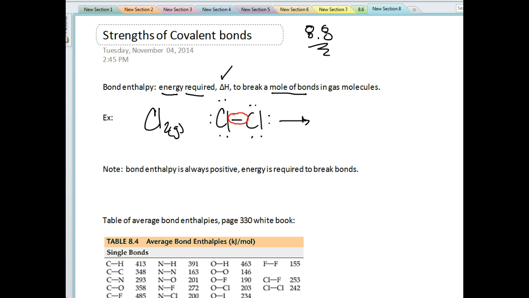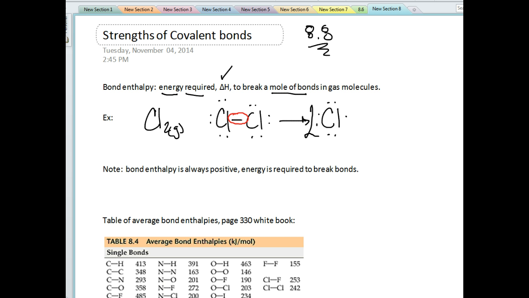And we're going to break these guys up into just a chlorine atom with its one valence electron, and of course we're going to have two of these guys. That is what we're talking about here, just breaking up that single bond.